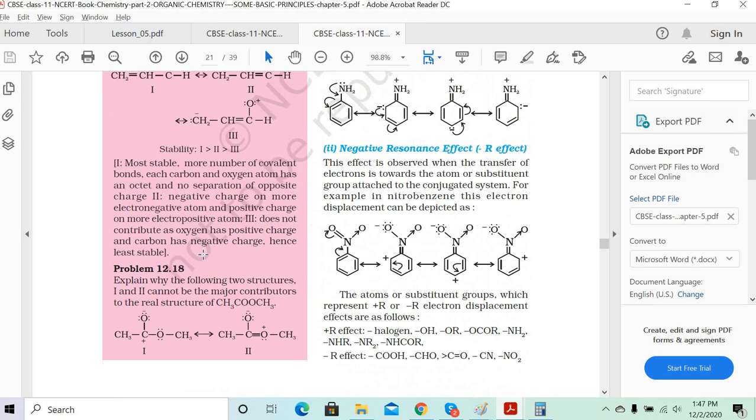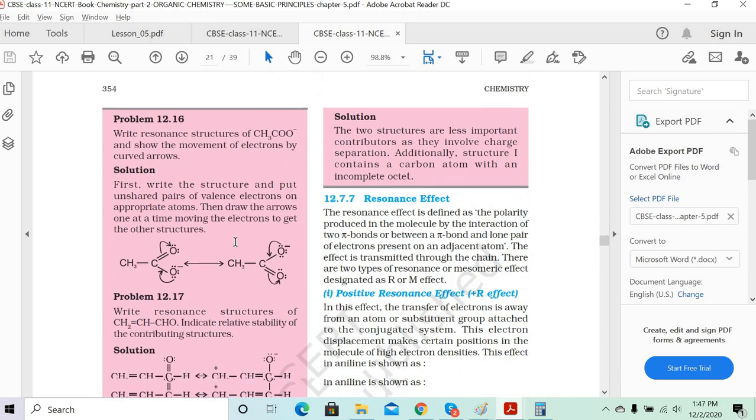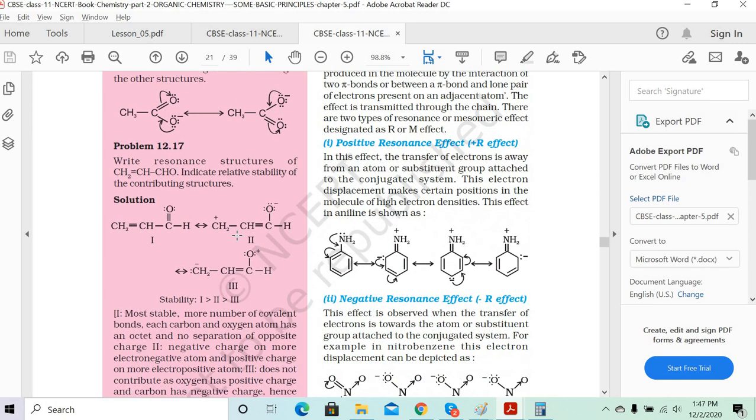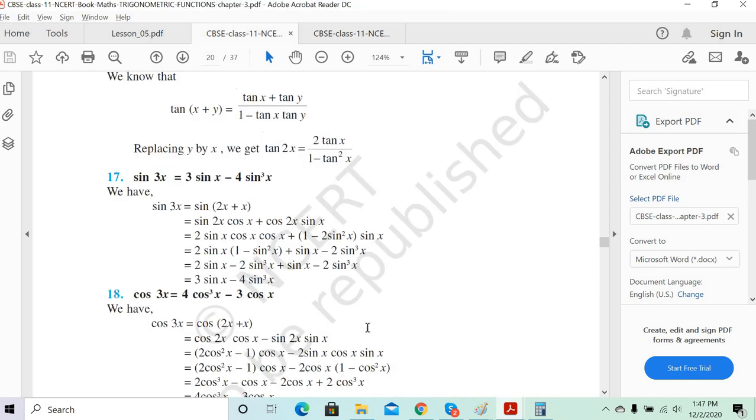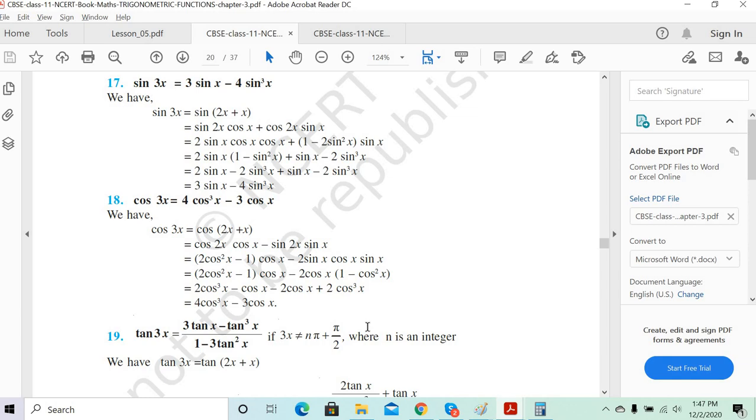Fine. I think you take this 12.18 as part of homework, and then we'll go on with the resonance effect with the other compounds. Is it okay? Tanisha, you can take this. You got the answer for sin 3x now?